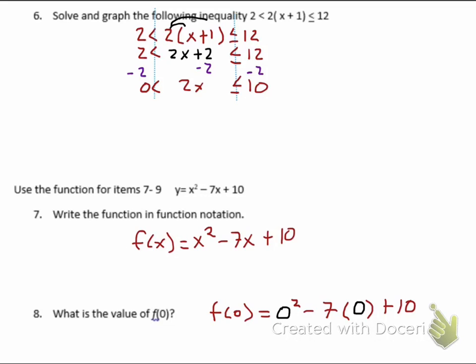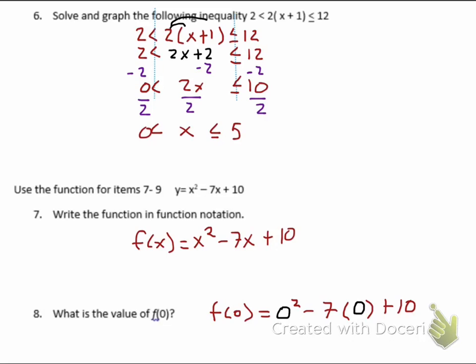Again, we got to get x alone, so we're going to divide by 2 on all 3 sides, even though that's 0, it does not go away. So my final answer is 0 is less than x, which is less than or equal to 5.